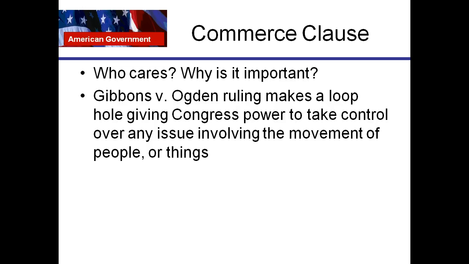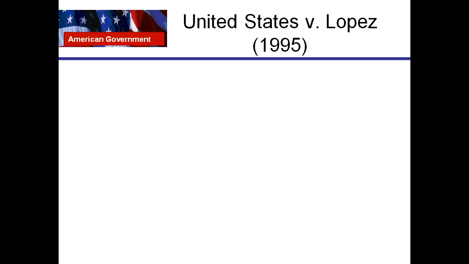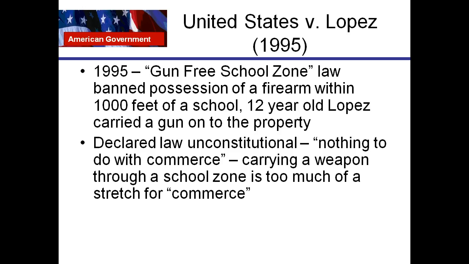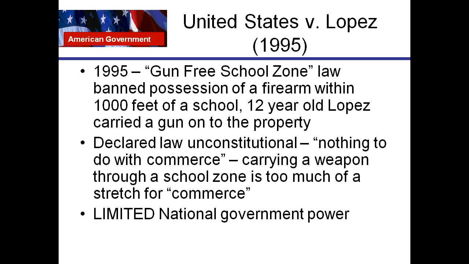So let's look at a couple other cases here regarding the Commerce Clause. You had U.S. versus Lopez, 1995. You had a gun-free school zone law, which banned possession of a firearm within 1,000 feet of a school. The 12-year-old Lopez carried a gun onto the property. Now, Lopez declared this law unconstitutional, saying it had nothing to do with commerce. Carrying a weapon through a school zone is too much of a stretch for commerce. And this limited national government power. So the question here is, is carrying a gun defined as commerce? And ultimately, it was decided that it was not. And so therefore, the federal government's ability to regulate carrying a gun is not protected by the Commerce Clause.